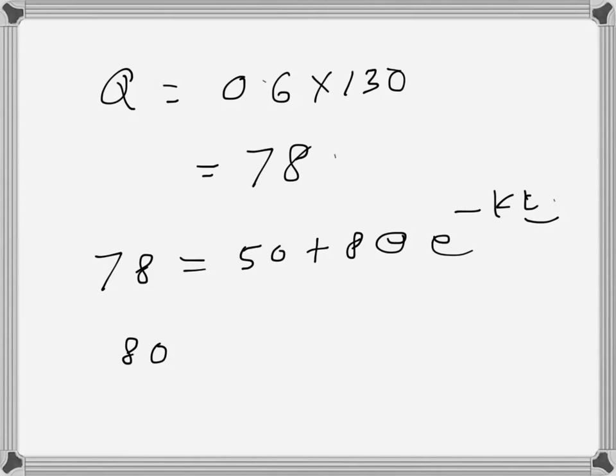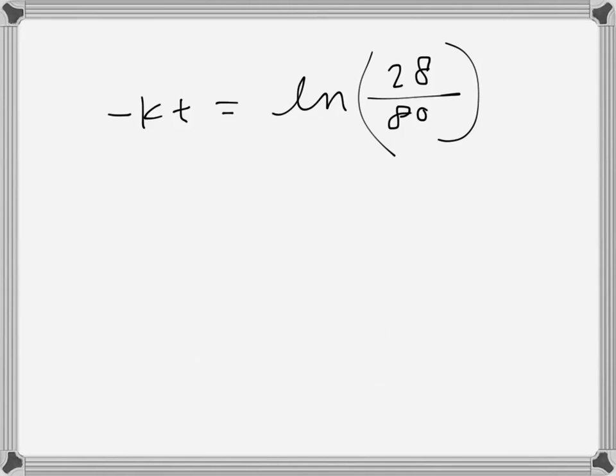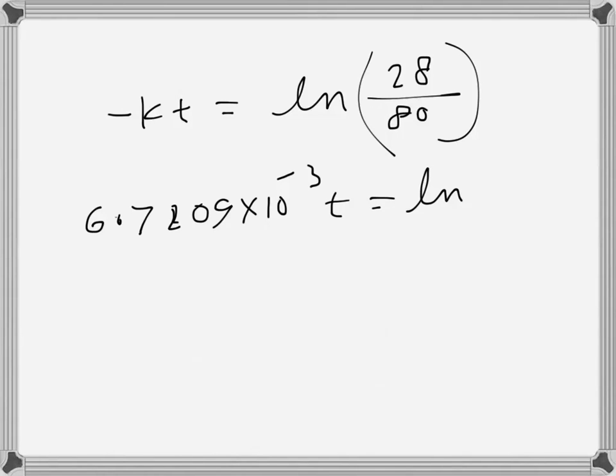In this case again we have to find t, after how many years. So that's 80 here, e to the power minus kt, that's 28, and then e to the power minus kt is 28 over 80. So minus kt is ln of 28 over 80, and then t will be, so k is 6.7209 times 10 to the power minus 3, and then ln here is 28 over 80.